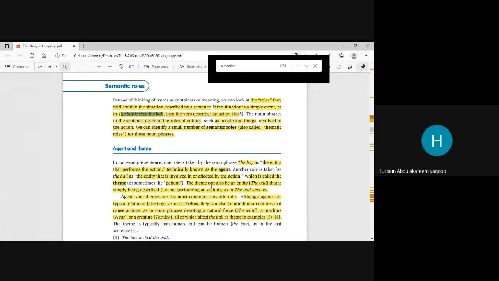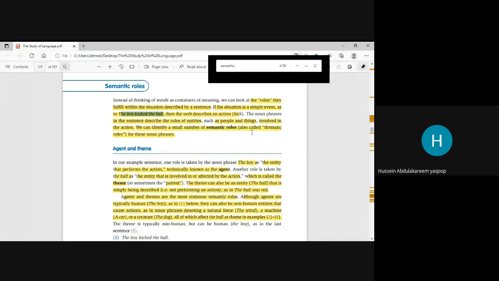Before we move on to these three roles, it is important to remind you that with verbs, we have two types: dynamic verbs and stative verbs. Dynamic verbs involve action and activity. There is movement. With stative verbs, we don't have any activity. For example, the boy kicked the ball, the boy did something. But if I say the apple is green, here the verb is stative because there is no action. It just gives us an idea of the color of that apple.